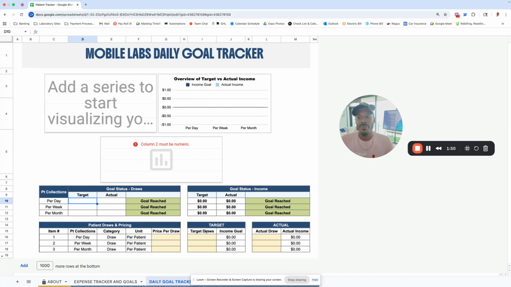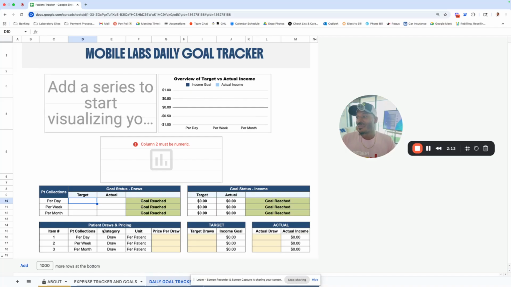Then you're going to have your target amount of draws. Whatever that target was, let's just say if it was 5 draws that we wanted to do, we'll have a specific target amount of money that we want to make seeing those patients or doing those collections. And then lastly is going to be the actual. So how much did you actually make? We wanted to see 4 patients, but we actually saw 6 patients. So this is how much you made. Okay. So we're going to plug it all in so that it all makes sense.